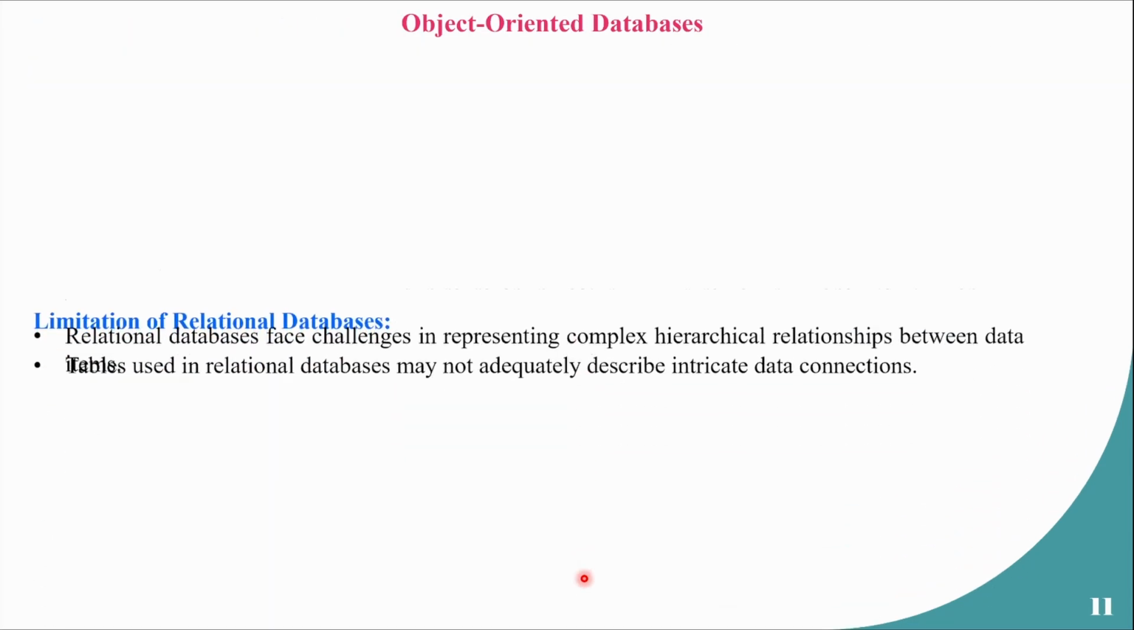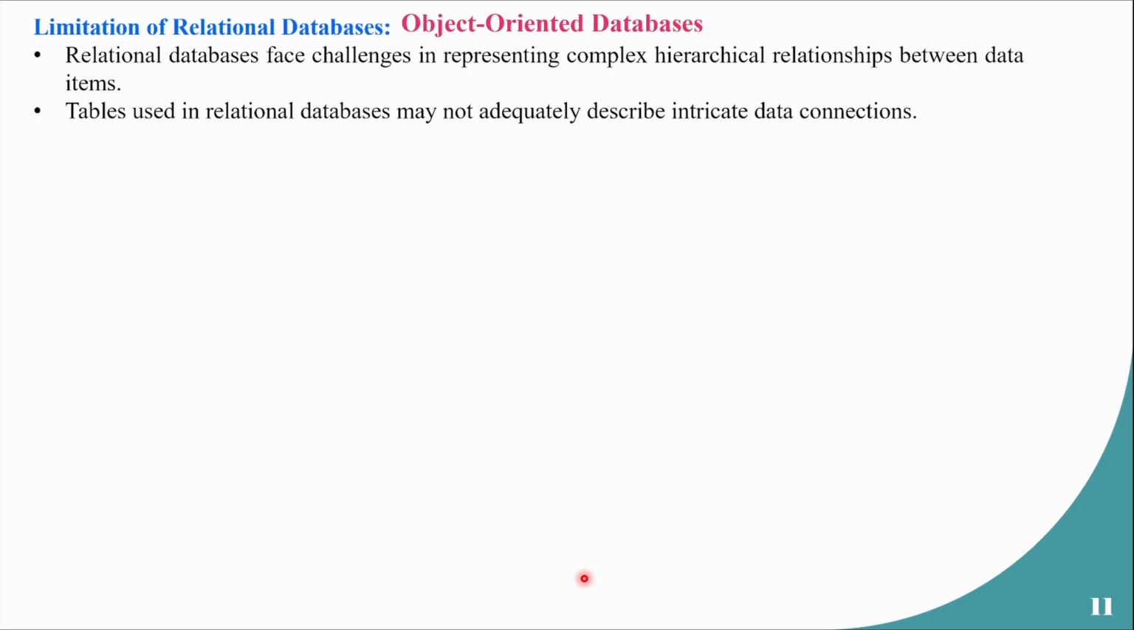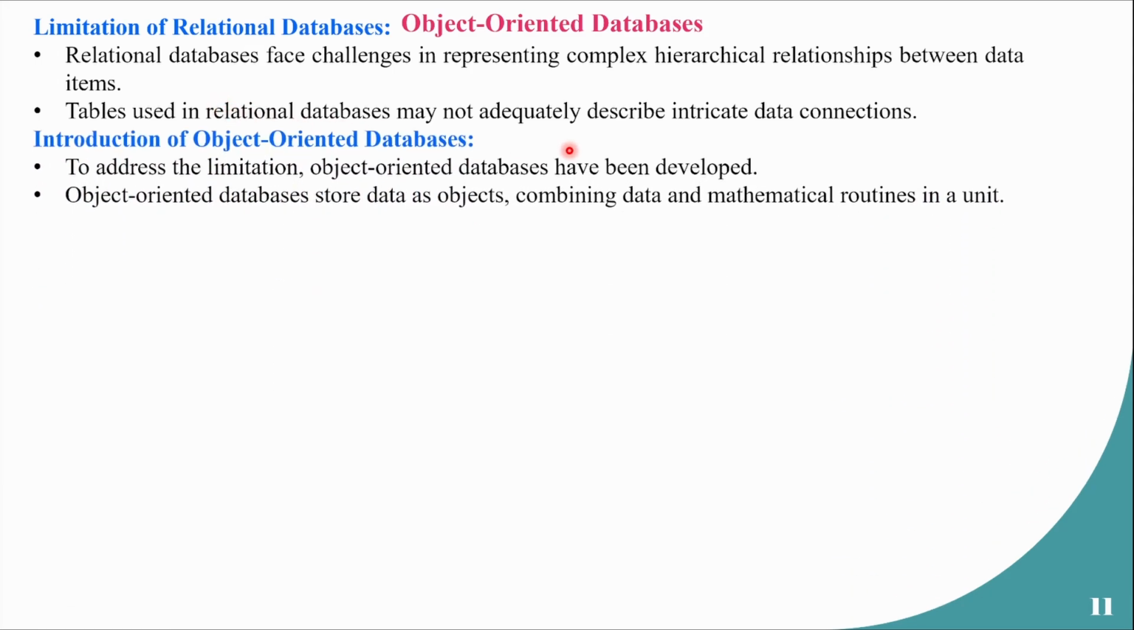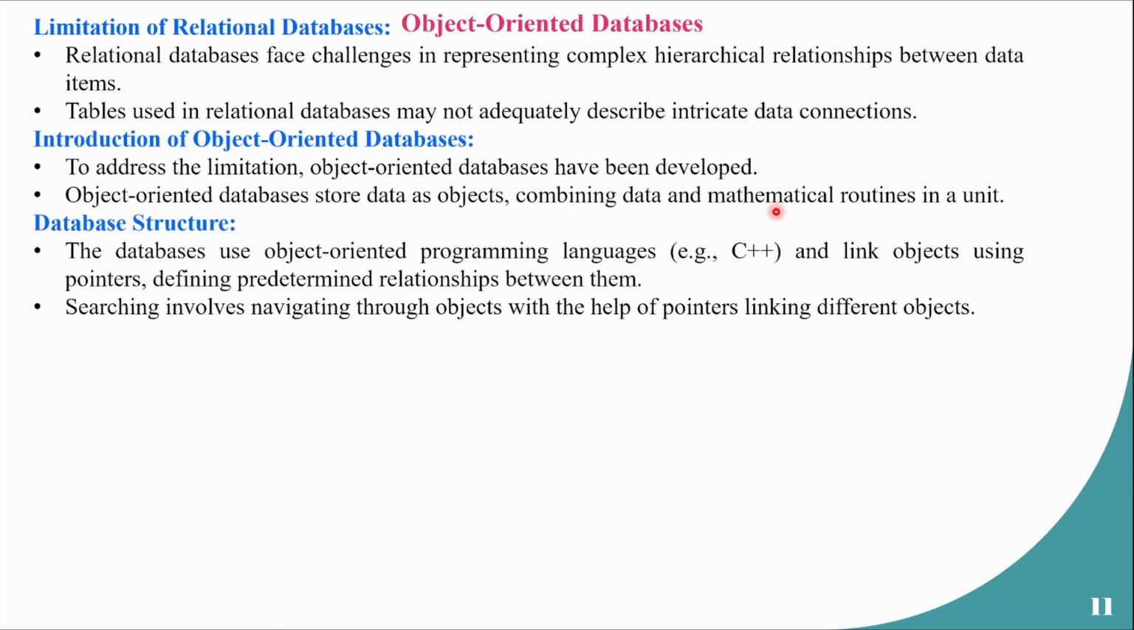Now, if you look at the object-oriented databases, these are basically an advancement from the relational databases in one way, you can say. They facilitate representation of complex hierarchical data between different items. Whereas relational databases might not adequately describe the data connections, the object-oriented databases are good at those, right? Basically here they store data as objects. You can think of objects as containers that have different data points. The object-oriented databases combine the data and mathematical routines in a unit.